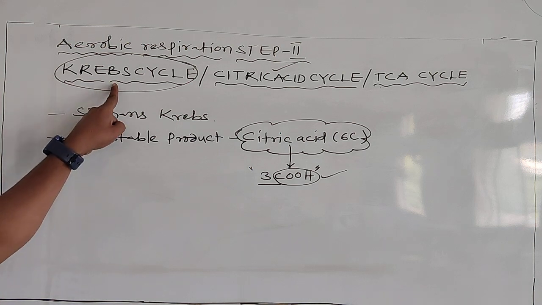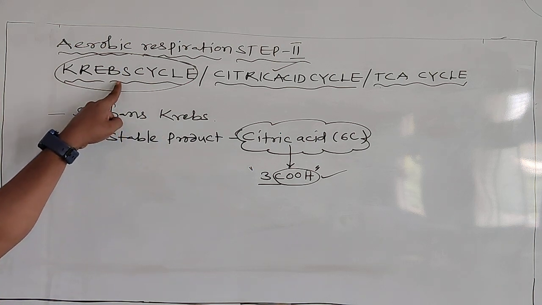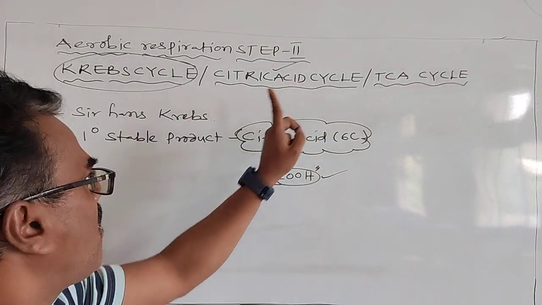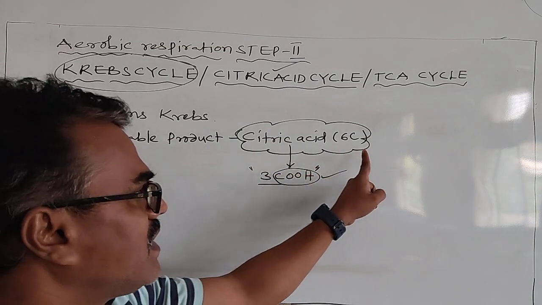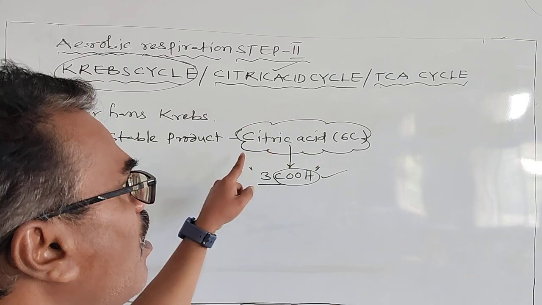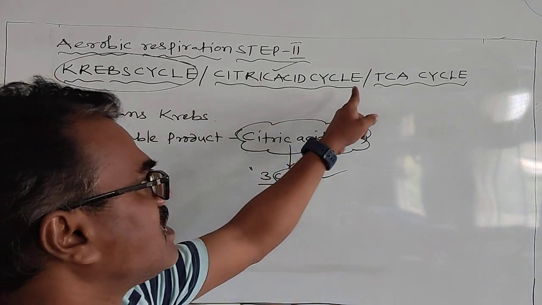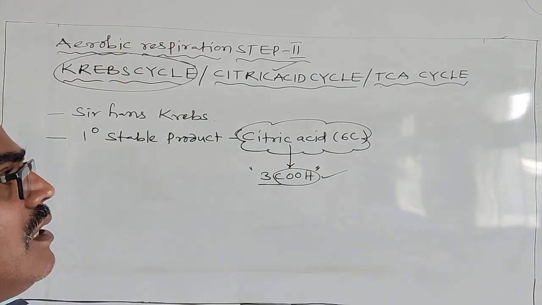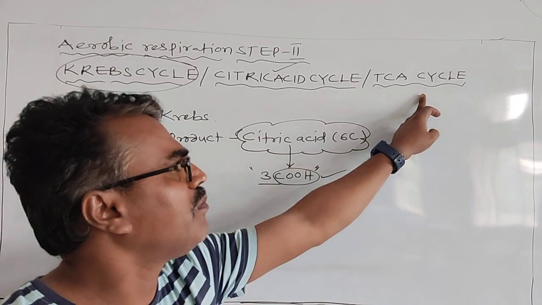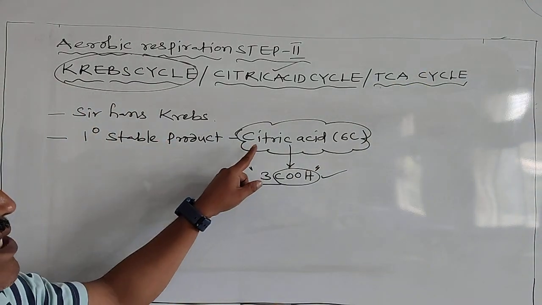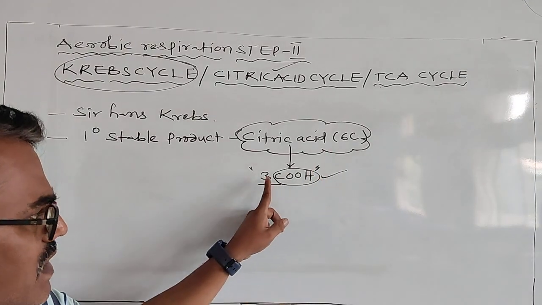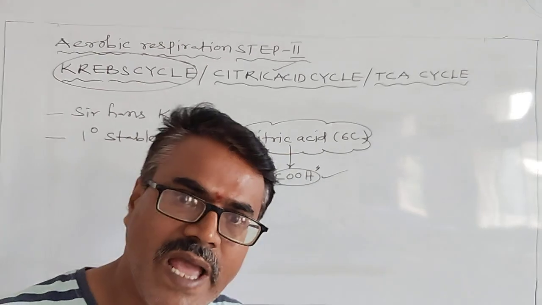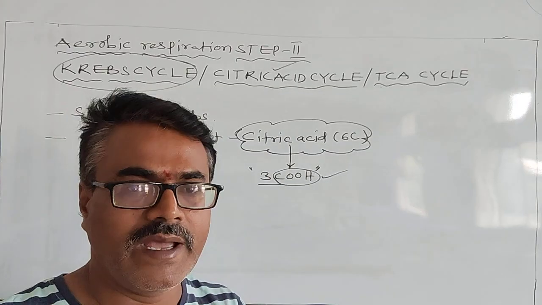Krebs cycle: Sir Hans Krebs proposed it for the first time, so it's called the Krebs cycle. Citric acid cycle: in this pathway, the primary stable product is citric acid, a 6-carbon compound. Tricarboxylic acid cycle: the primary stable product citric acid has 3 carboxylic groups, so it's called the tricarboxylic acid cycle.